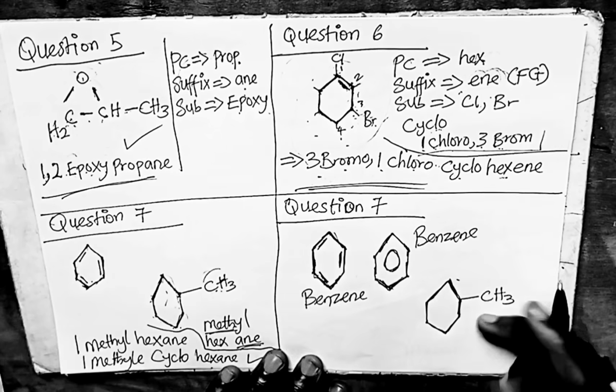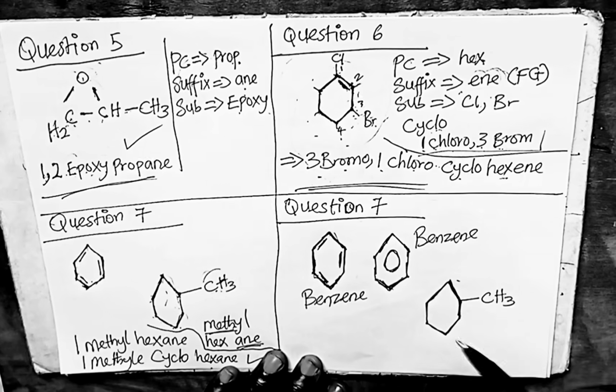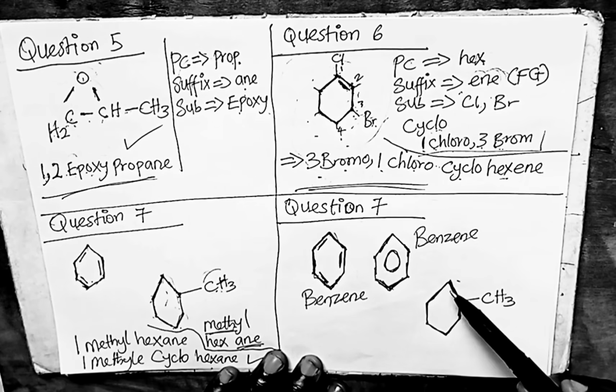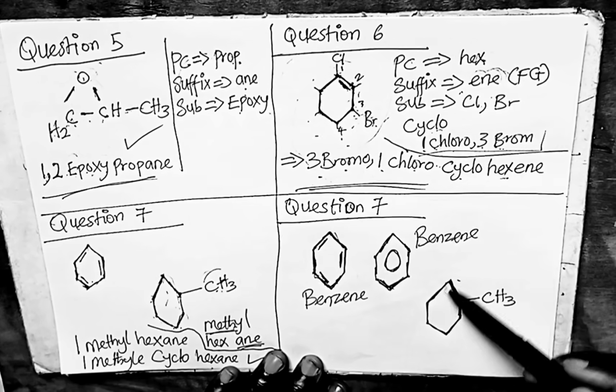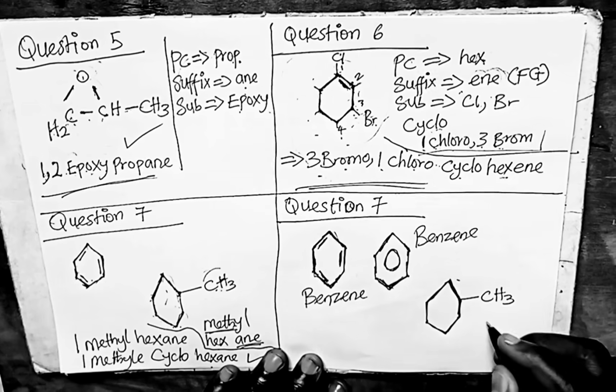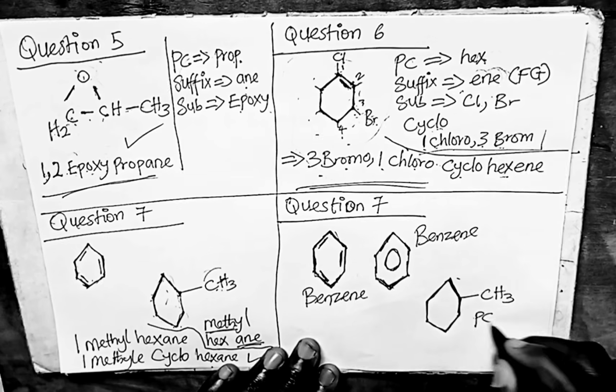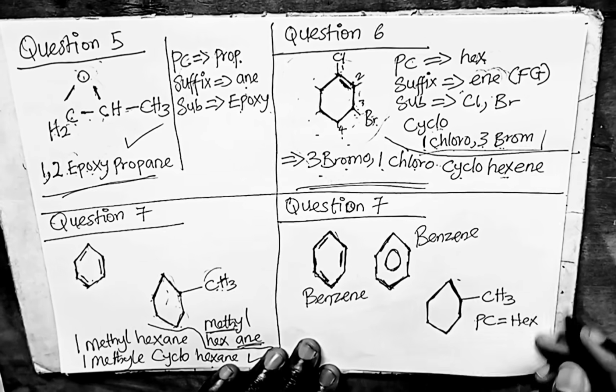It's very easy. First of all, let's find the prefix. Count the parent chain, the longest continuous carbon to carbon bond: 1, 2, 3, 4, 5, 6. We have 6 there now. That 6 is hex. Parent chain equals hex. Okay, what next?